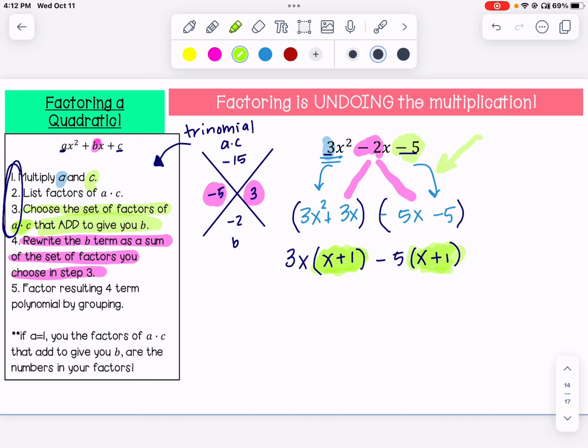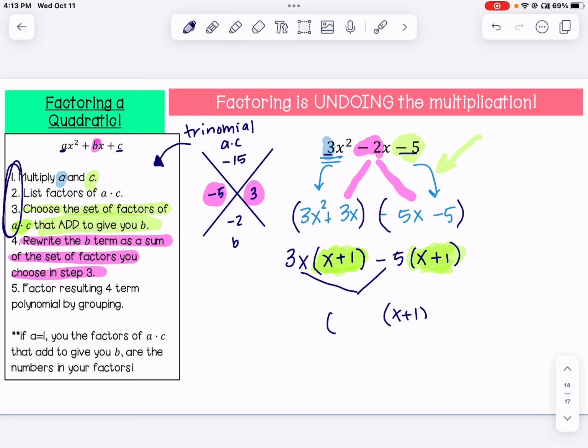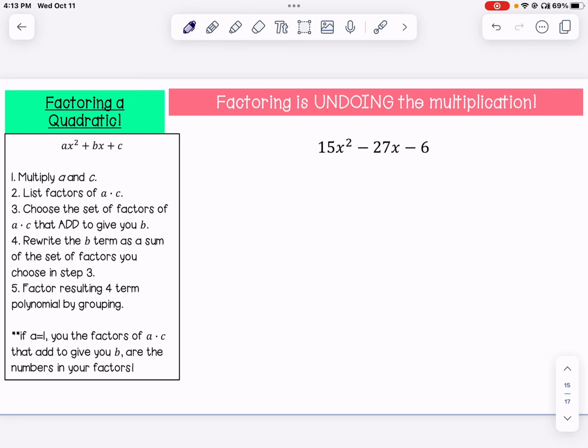Now that these two match, I'm ready to actually find my factors. So those parentheses that match are one of my factors, and these two numbers that I pull out combine to make my other factor. And there you have it, factoring a quadratic. We're going to do one more. That's a trinomial, so let's see if we can do this again.